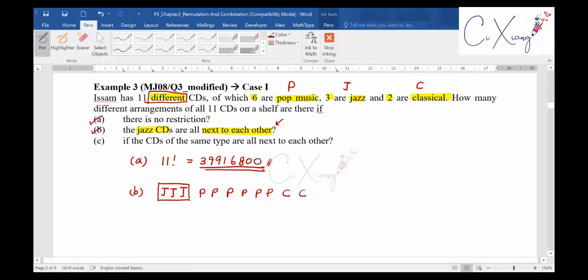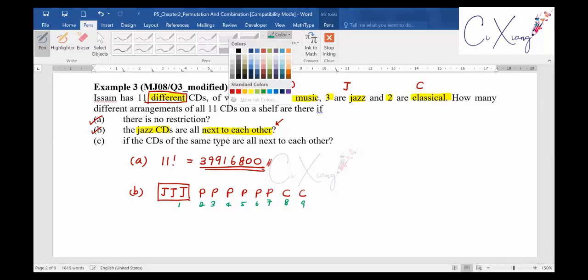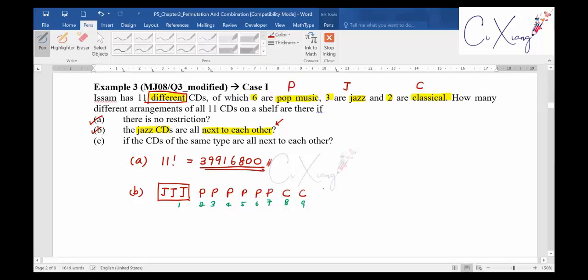Now I want to arrange them. What's the process? Just now you already put the J's in one group, so that is 1. How many items do you have now? 1, 2, 3, 4, 5, 6, 7, 8, 9. So you have 9 items now. Therefore, you are arranging 9 different items, which is 9 factorial. Why 9? Because the 3 jazz CDs I already grouped to become 1 unit. This one hasn't finished yet.